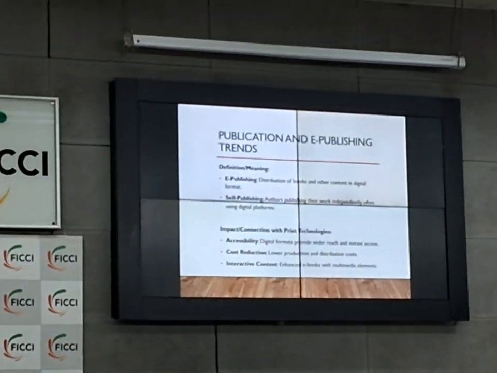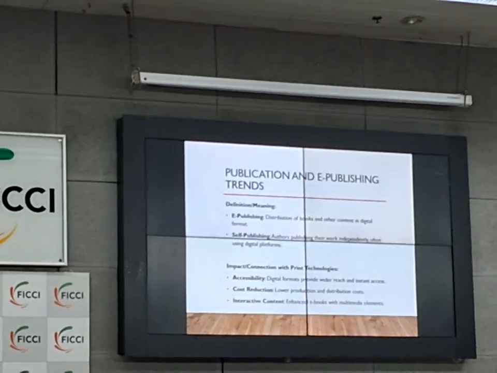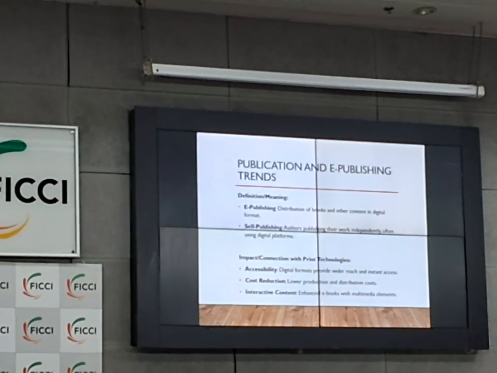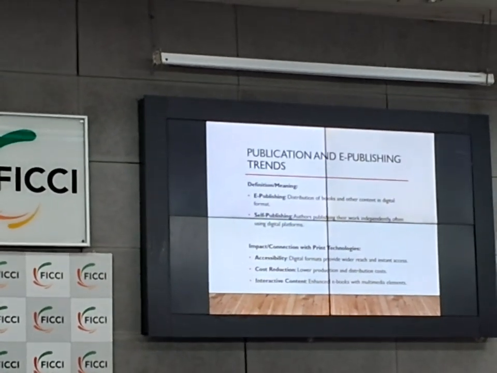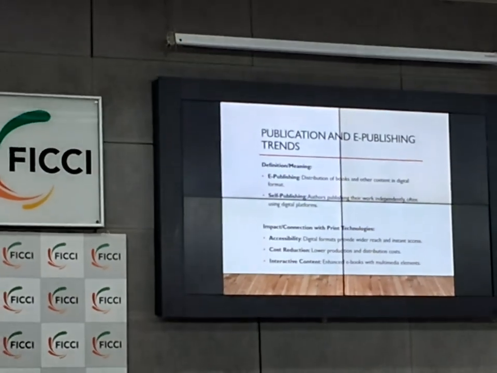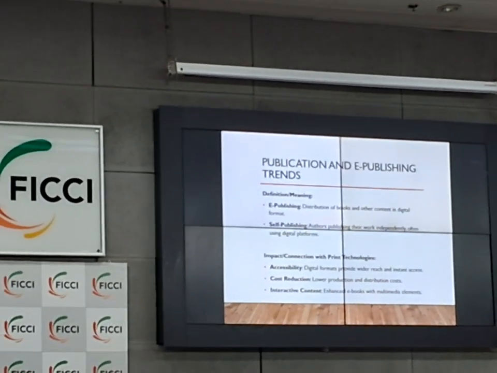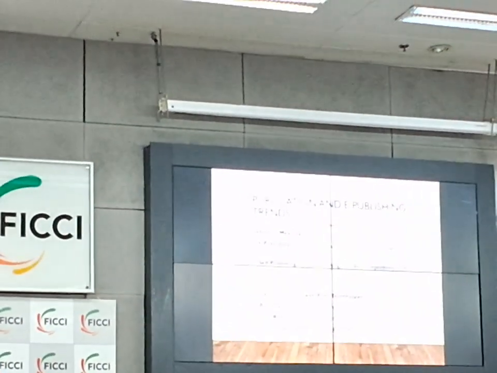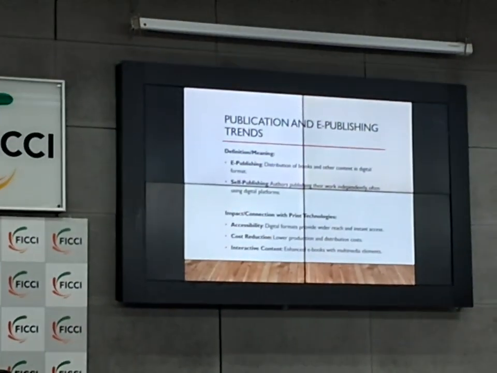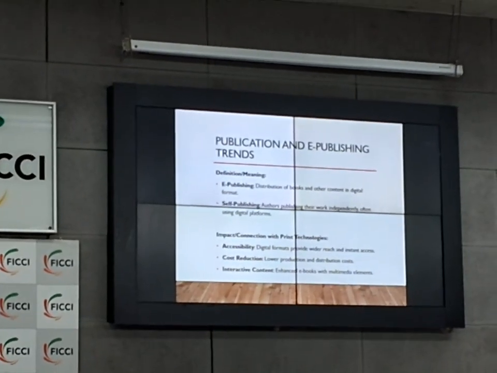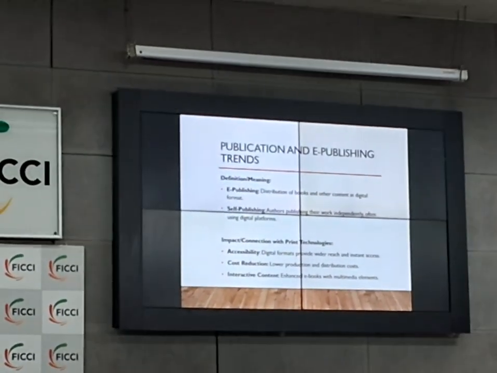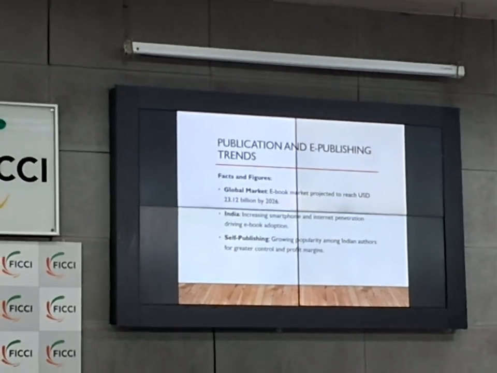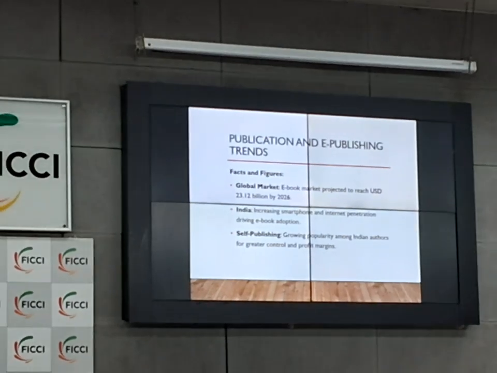So next we are moving to publication and e-publishing trends. So publishing is for all publication purposes; printing is the last process by which we can print all the documents as per requirement. And self-publishing, and e-publishing is related to all the electronic publishing process. And the impact and connection with the print technologies is accessibility, cost reduction, and interactive content. So all these are related to e-publishing.